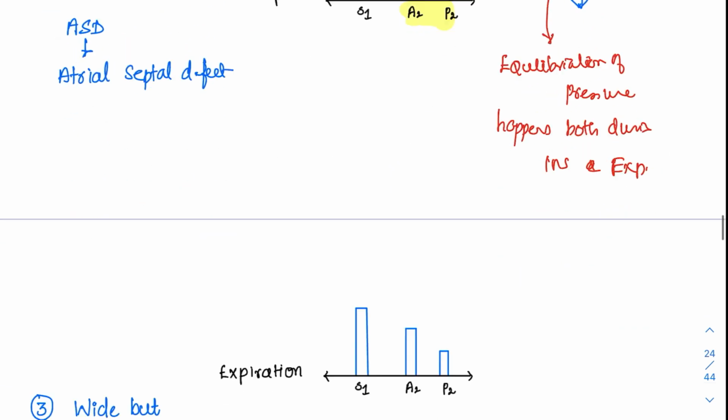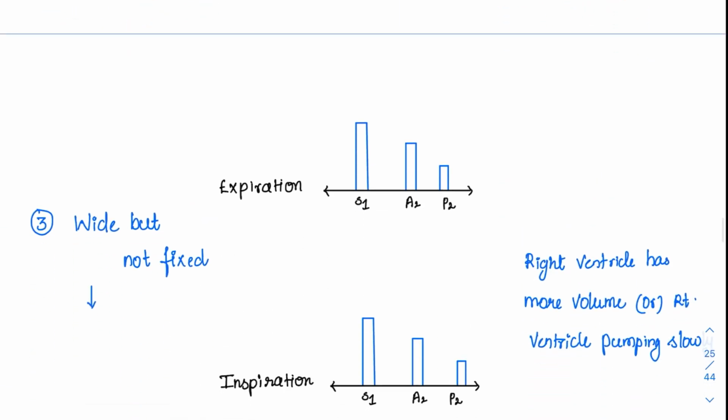Now coming to the next scenario, where the wide splitting is there, but it is not fixed. When can this happen? The normal splitting is now exaggerated. Normally A2 comes, then P2 comes, but that gap has increased. So what is happening? Either there is more volume in the right ventricle, so obviously the time for closing P2 will take a little longer. Or what could be the other reason? There is some pressure here, some obstruction here, so we have to push against it, and it will take a longer duration.